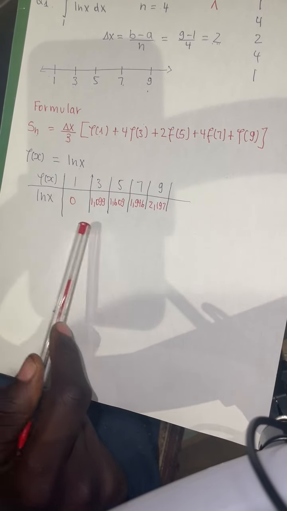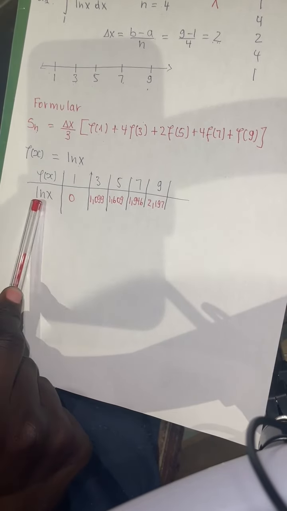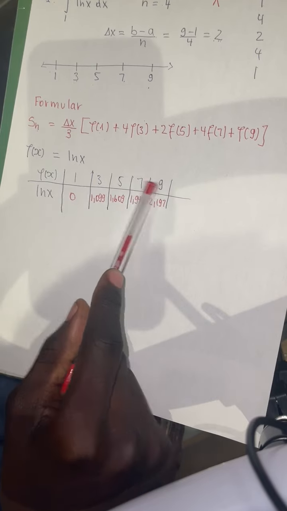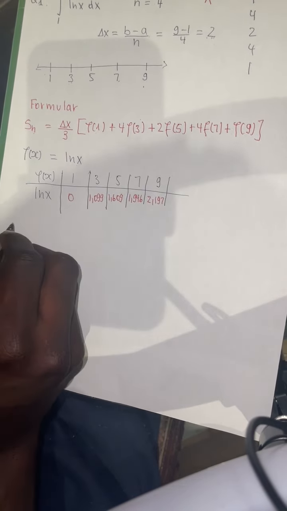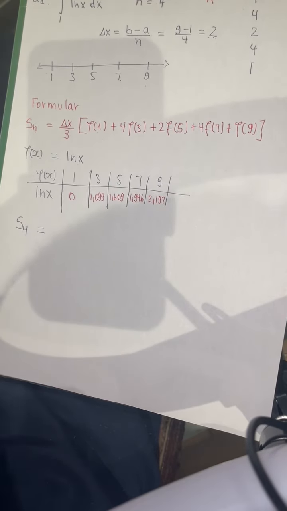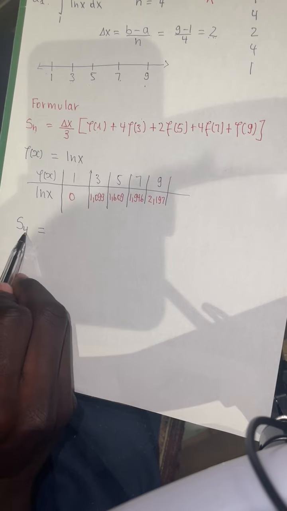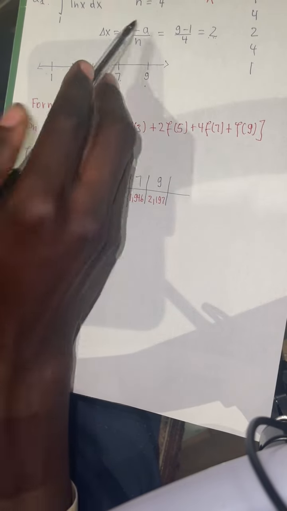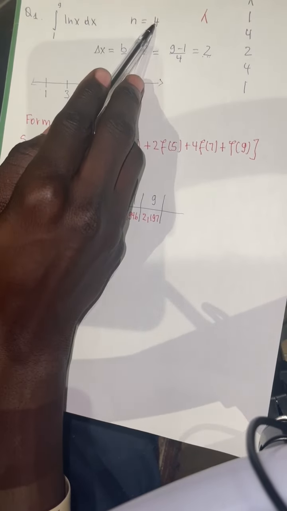So now this is the ln you are seeing for the function of x. This is the ln when you substitute the values we're given from the interval. So now we have everything, we can solve this equation. We're going to say S n, which is the sum, because the integration is the sum, so which is the sum up to 4. Why 4? Because the n we're given is 4.